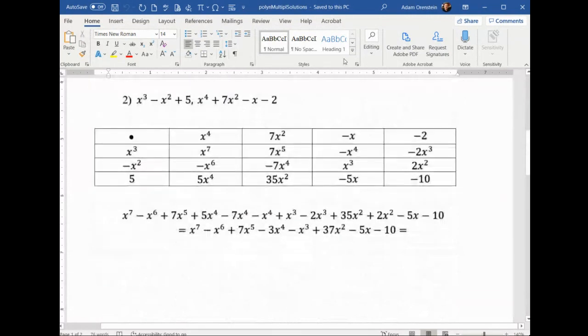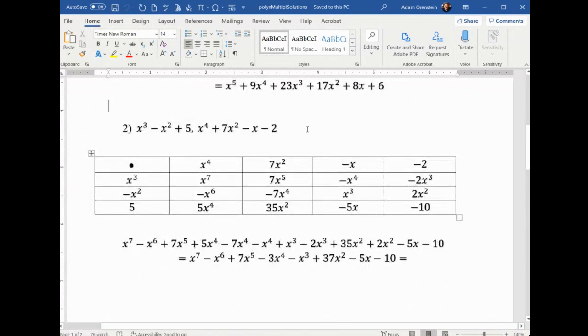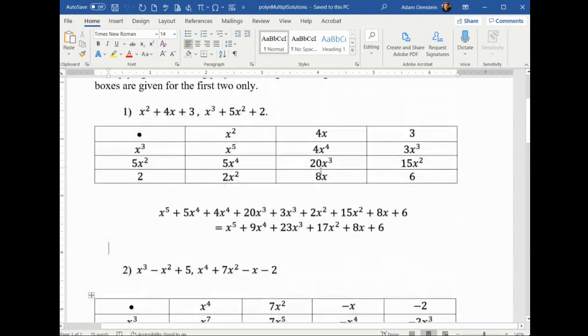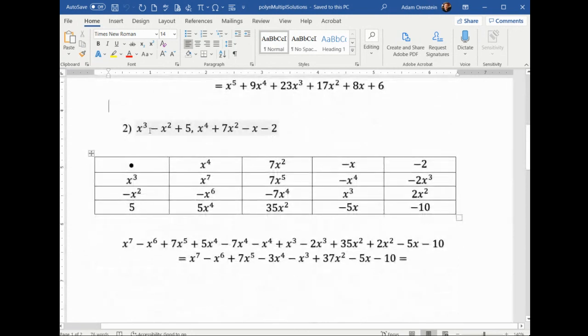Okay, now let's move on to the second one. Okay, so now we have this. So we have these two to multiply. I know this grid's going to be a little bit bigger, as we can tell. So this is the one with a smaller number of terms. We have x cubed. We have minus x squared. So I'm using the first one. Each term gives us a row. For the longer one here, each term is giving us a column.